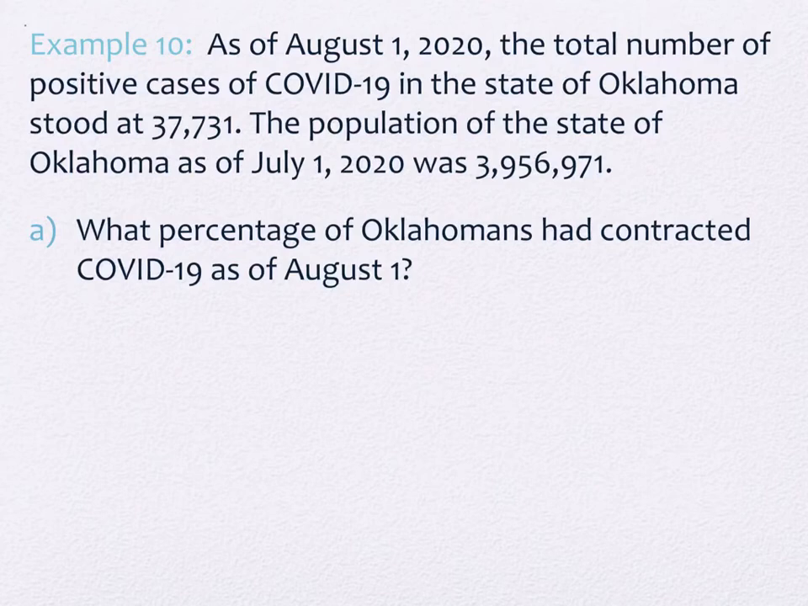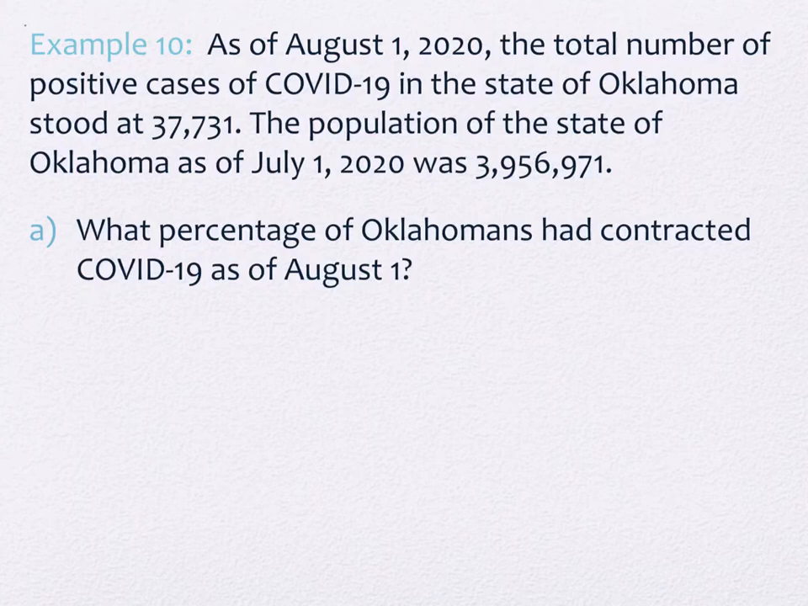So as of August 2020, the total number of positive cases that had been reported in the state of Oklahoma was 37,731. The population of the state of Oklahoma on July 1st, which is as close as I could get to the timing, so just bear with me on the fact that I know it's a month off, but just pretend that it matches up. On July 1st, we had 3,956,971 people in the state of Oklahoma. Okay? Everybody good so far? The question wants to know what percentage of Oklahomans had contracted COVID-19 as of August 1st.